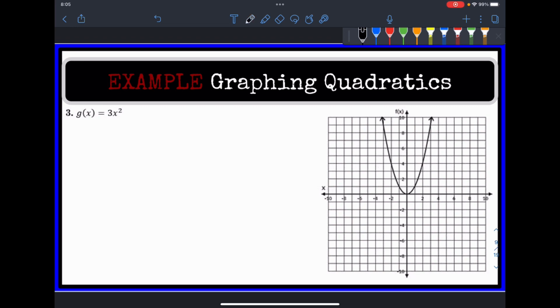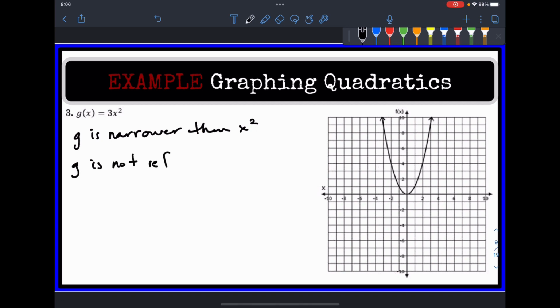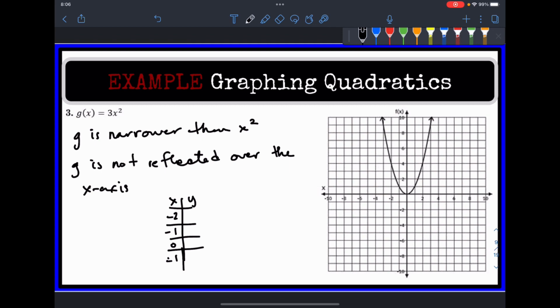Here again, we have a vertical stretch. So G is narrower than x squared, and G is not reflected. So it's not reflected over the x-axis. And to plot this, let's again use -2, -1, 0, +1 and +2, the same 5 x's that we used last time.